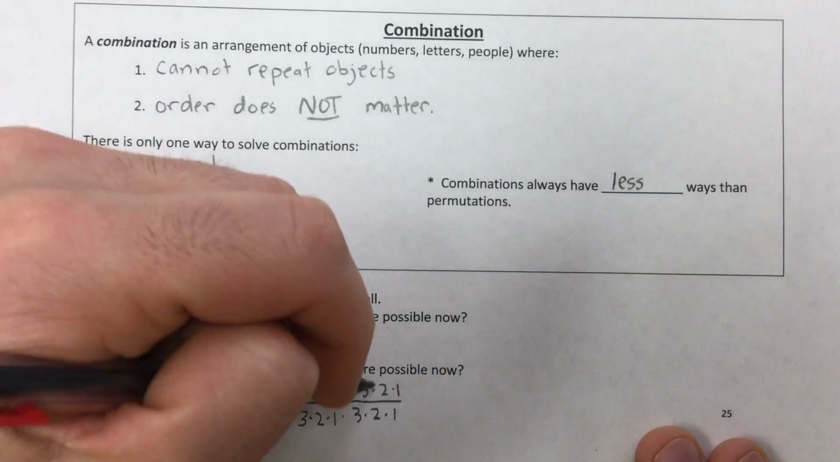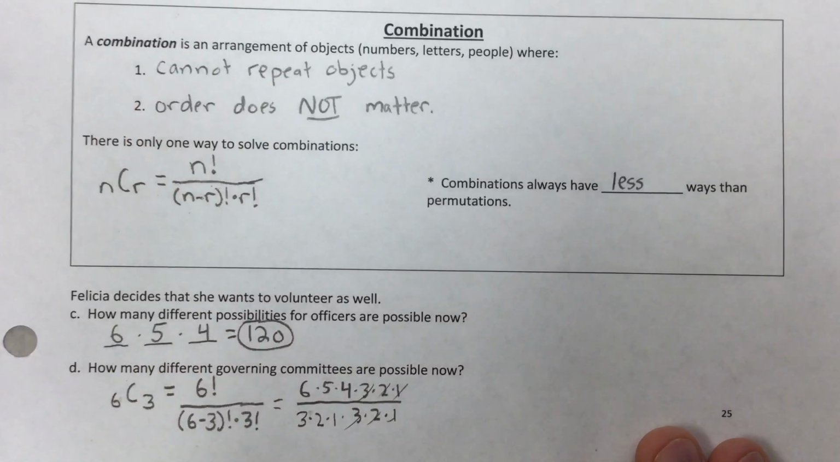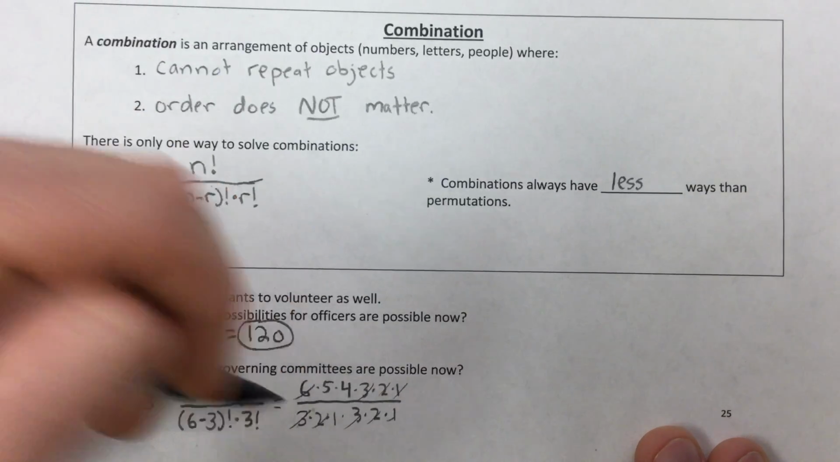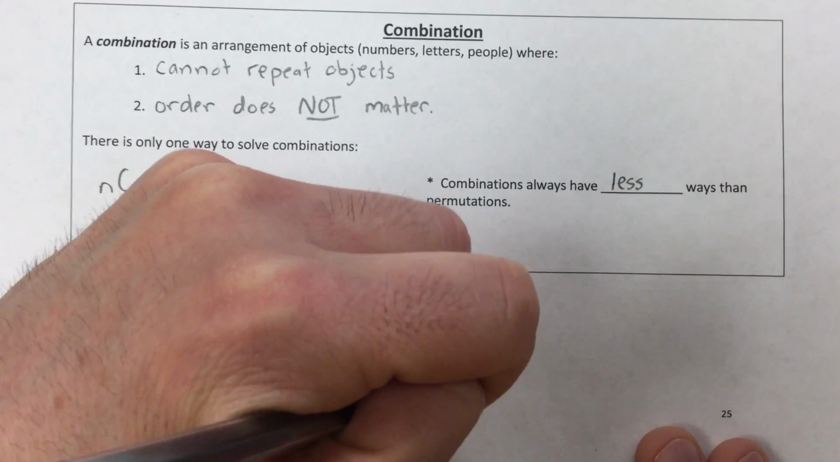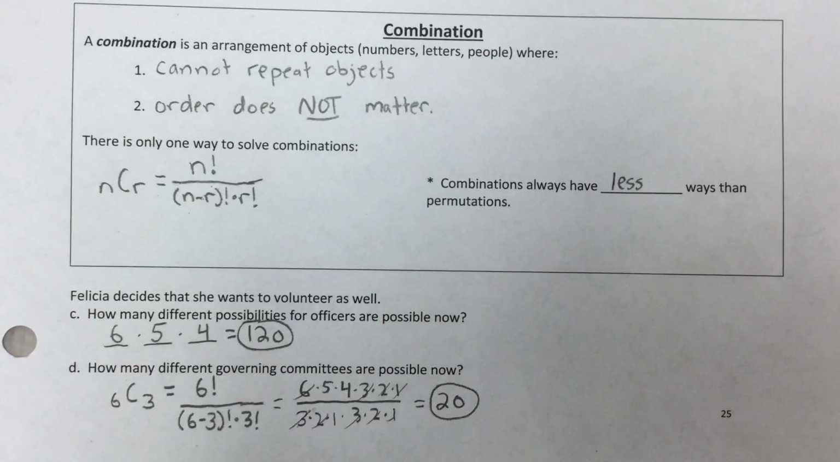And now we can simplify. So 3's cancel, 2's cancel, 1's cancel. 3 times 2 is 6, cancels with that 6. So we have 5 times 4 left, which is 20 different ways. 20 different combinations.